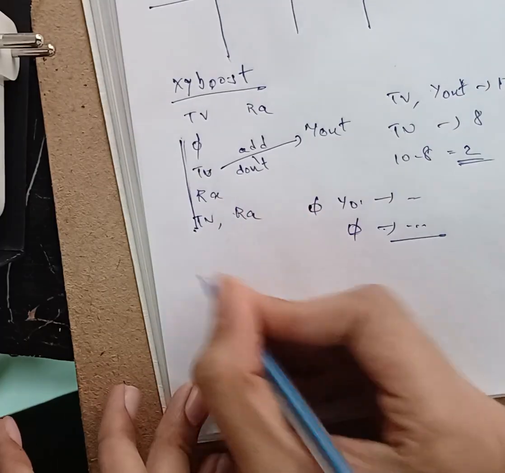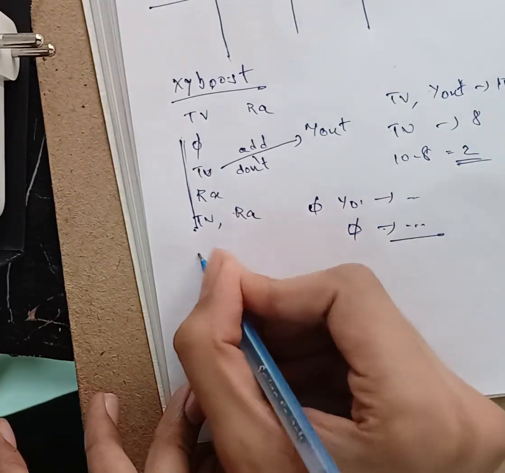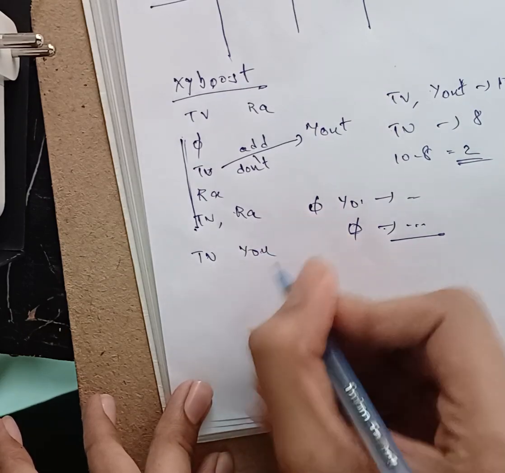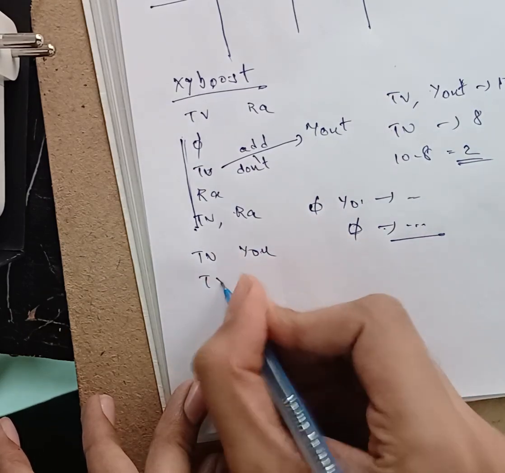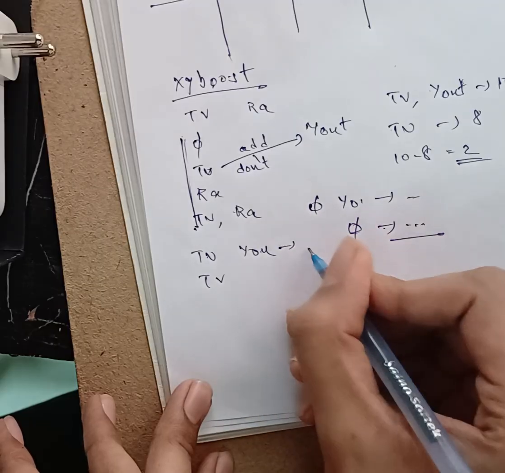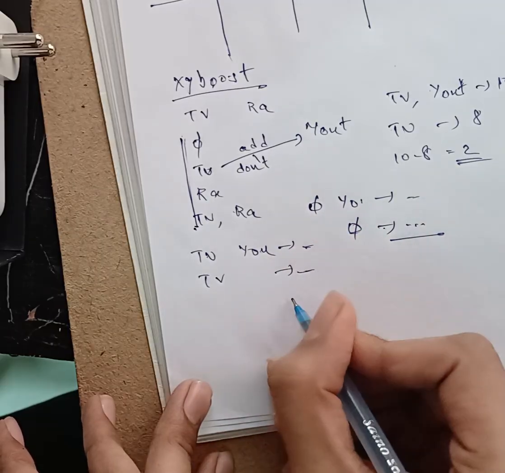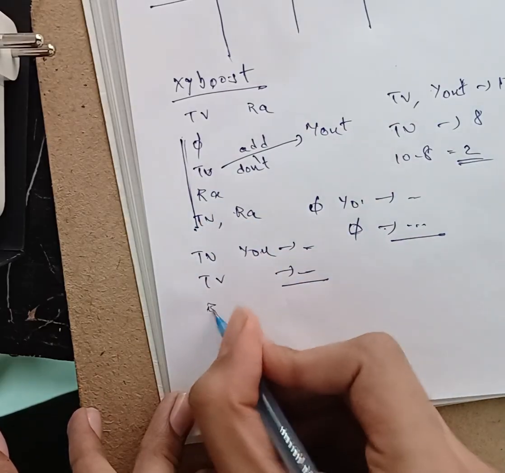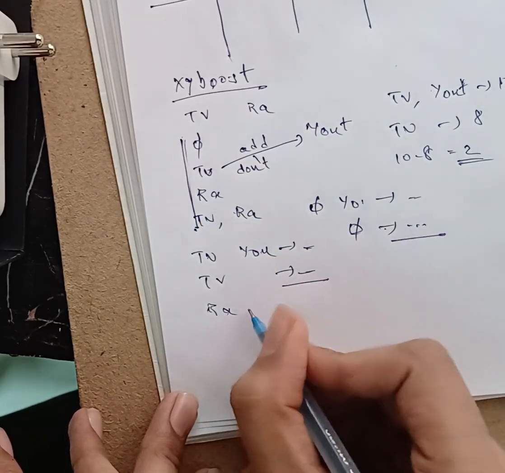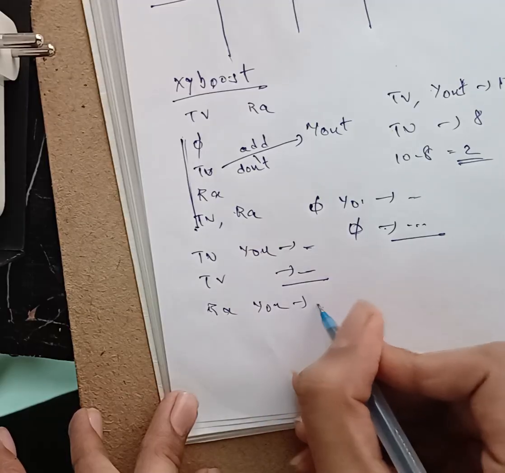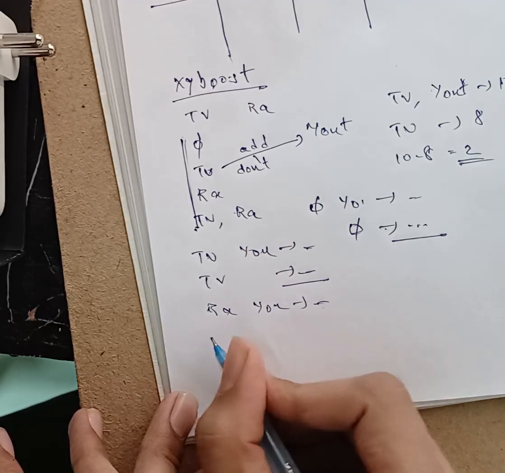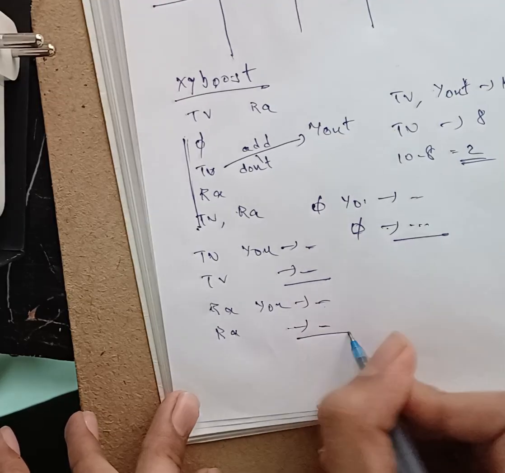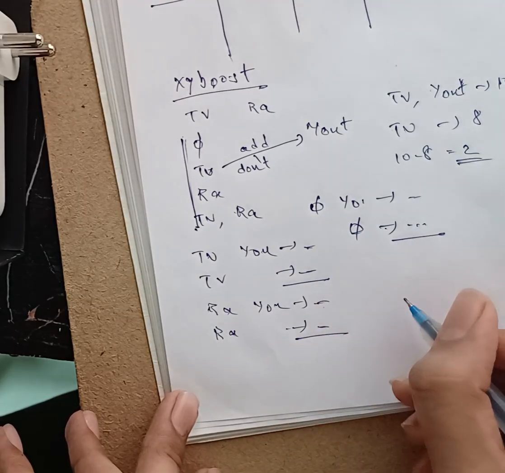And for TV also, as I said, for TV I will add YouTube, and for TV I won't add YouTube. For this one we will get some value and for this one we will get some value, and we will find the difference. Similarly for radio, we will add this YouTube feature and get some value, and for radio we won't add this feature and again get some value, and we will separate these two values.